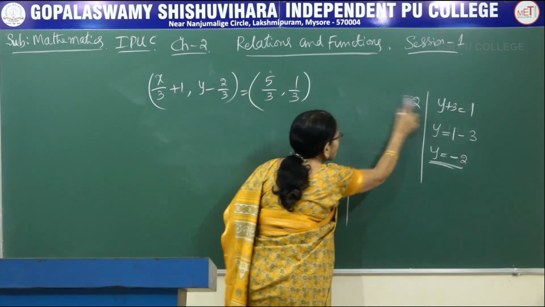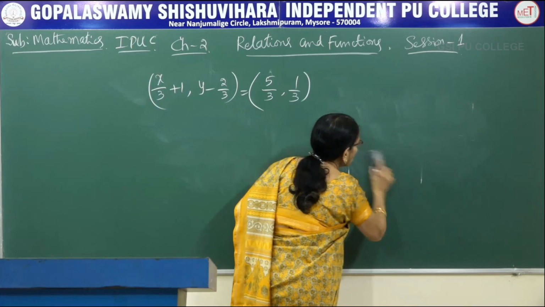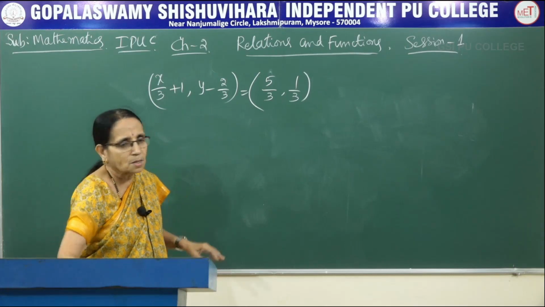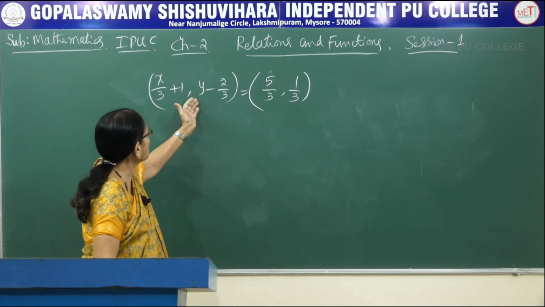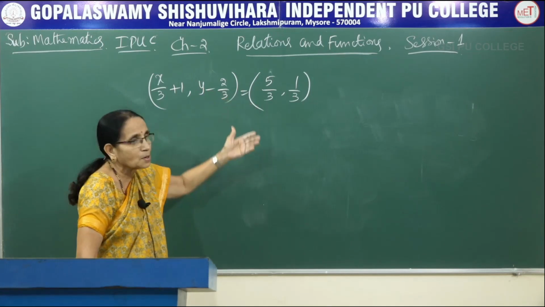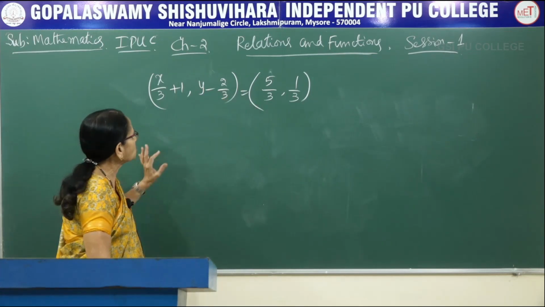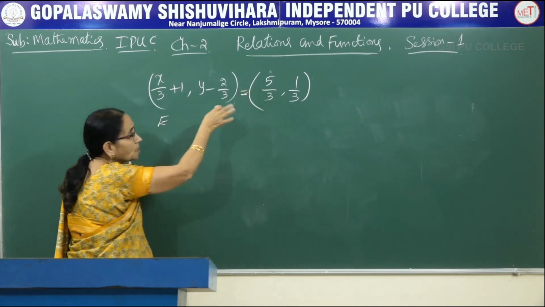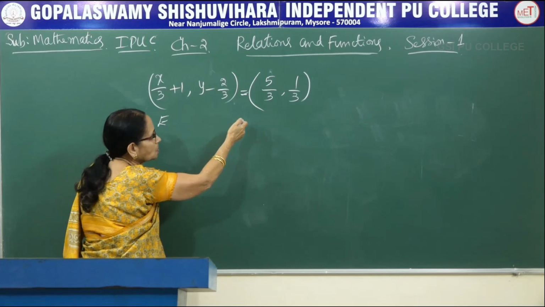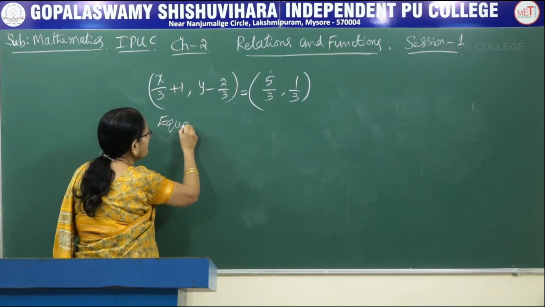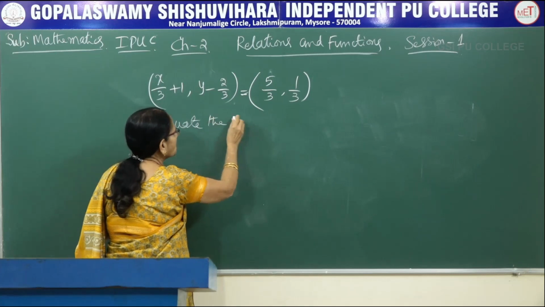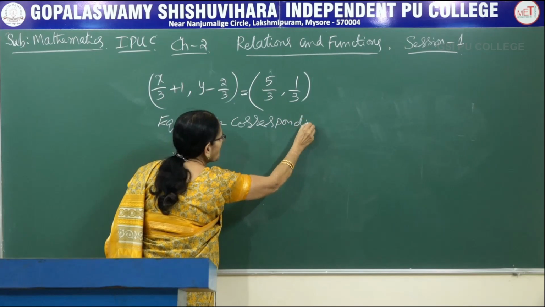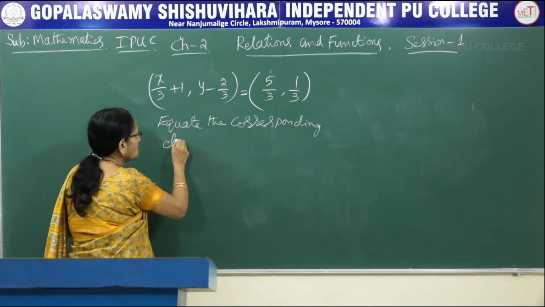Now the procedure is same, the difference is you are not having integers, you are having some fractional values here, that is x by something, and here it is y, but we are having some rational numbers in other words. So the same condition: because both the ordered pairs have been equated, we can equate the corresponding elements.